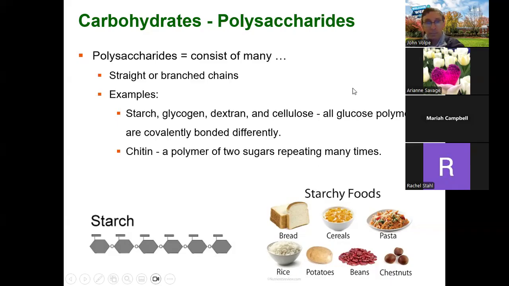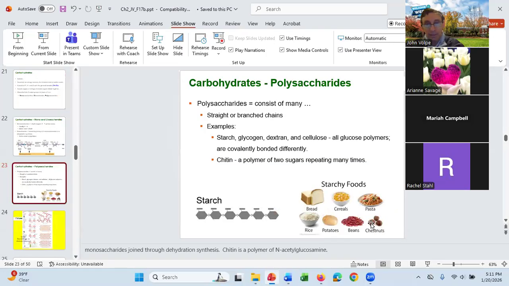Let me end this and then you can see this a little better. Here's one of the simplest polysaccharide, starch. It's usually just glucose hooked together one after the other in a simple linear chain. At least most of the time, it's a simple linear chain. One after the other, glucose making starch.